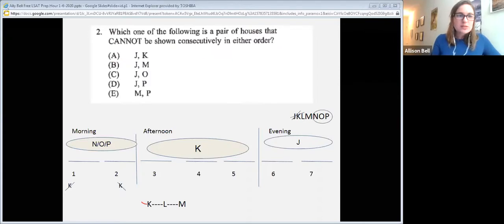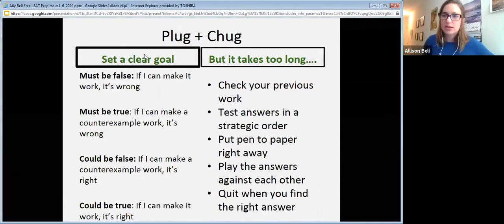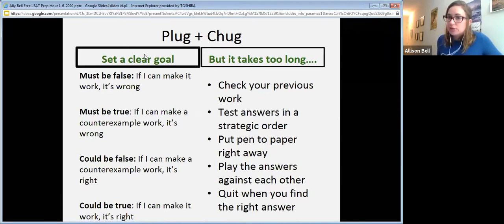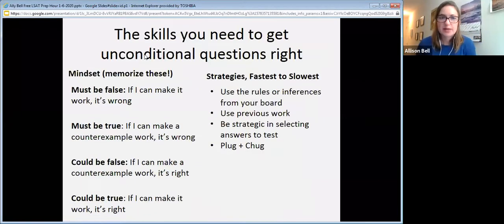So again, don't be afraid to just test answer choices by writing things down. If this is the only way you're approaching these questions, then you might want to look at some other strategies. But this is going to be a way to approach some questions on the LSAT. And it's going to be tough if you don't embrace it early enough. All right, so let's recap. What are the skills that you're going to need in order to get unconditional questions right on logic games?